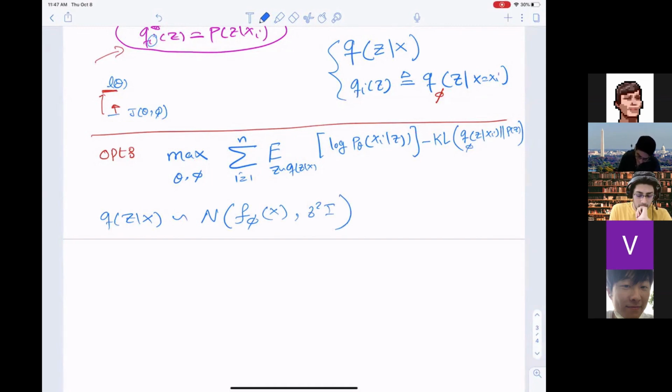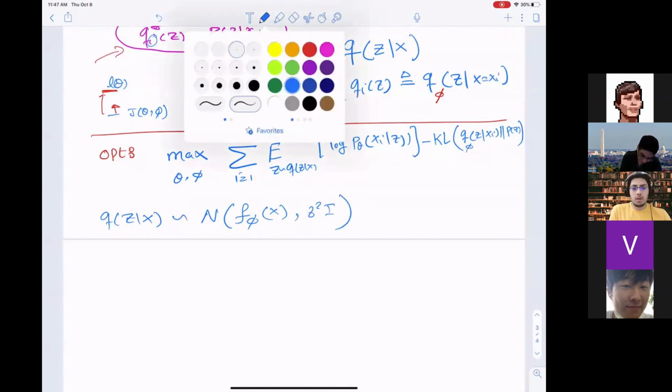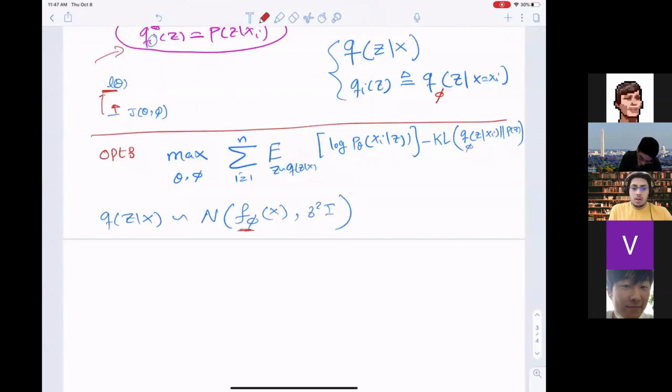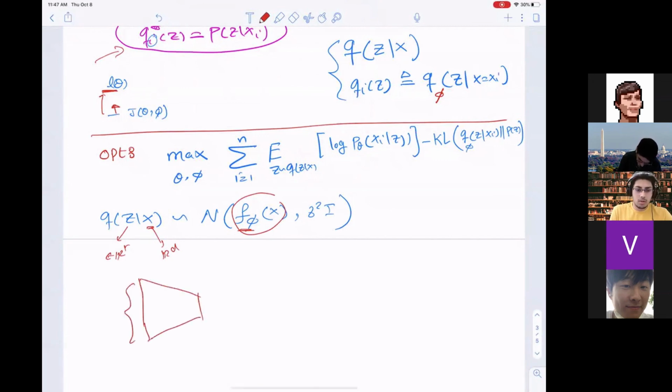So if you think about it, remember z lives in an r-dimensional space, x is in a d-dimensional space. So this function is kind of the mirrored version of your g function, of your generator or decoder function. This function maps from a d-dimensional space to an r-dimensional space. So this is usually called the encoder function that we have here.